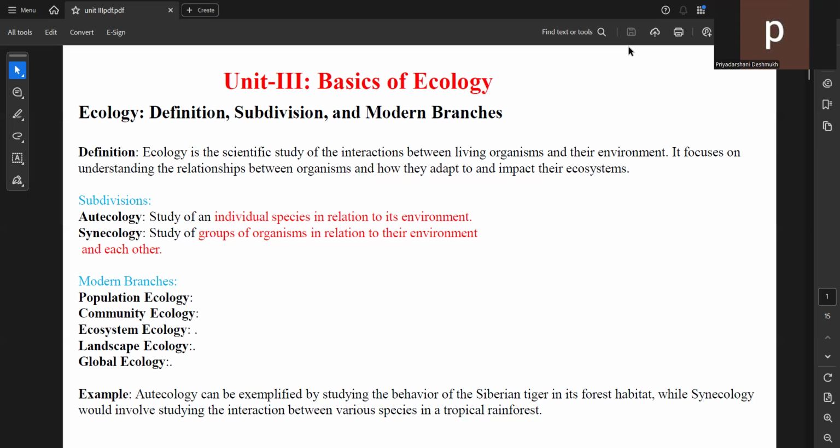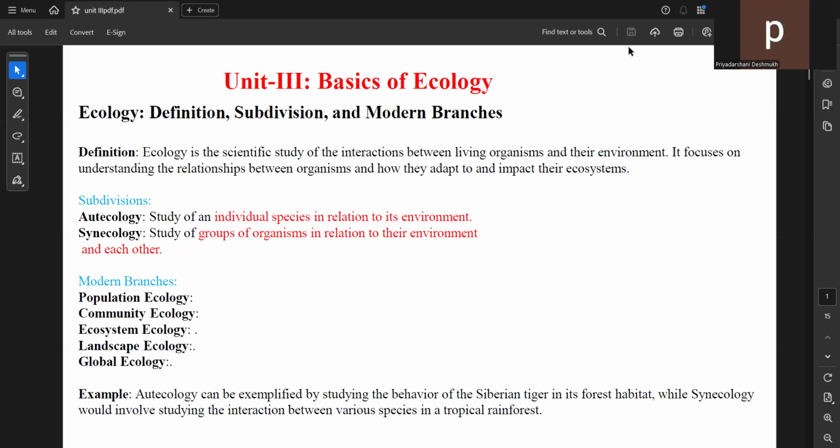Now, there are modern branches. There are 5 modern branches, namely population ecology, community ecology, ecosystem ecology, landscape ecology, and global ecology. In population ecology, it is focused on the dynamics of species populations and how they interact with the environment. Whereas community ecology is basically the study of the interaction between different species in an ecosystem.